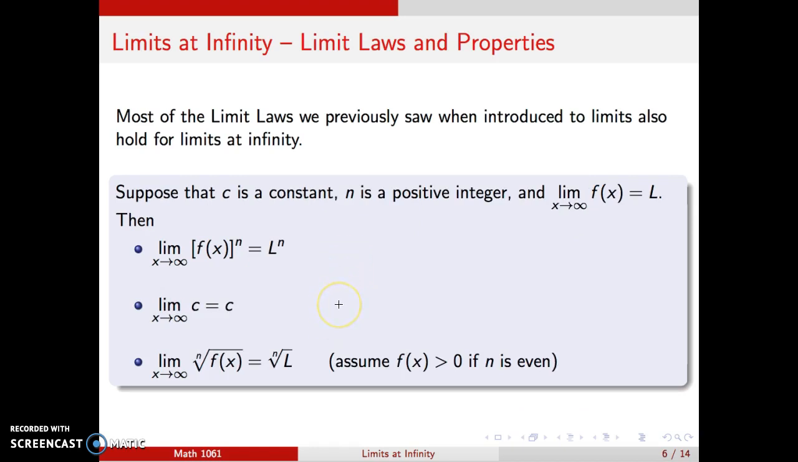There's a couple things missing here from the earlier limit laws. Remember, one of the limits was, I think it was this. Well, basically what we've done is we've switched a with infinity or minus infinity, but we've only looked at positive infinity so far. Something like this doesn't make sense anymore. So that's one of the laws that gets lost. So this one does not hold for limits at infinity.